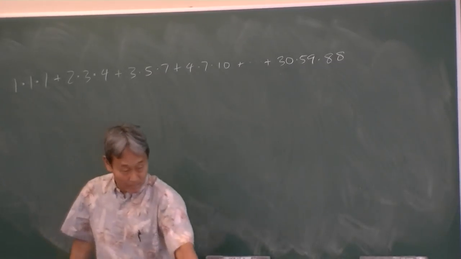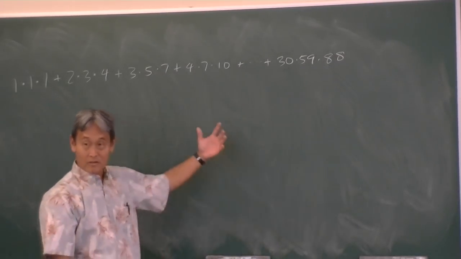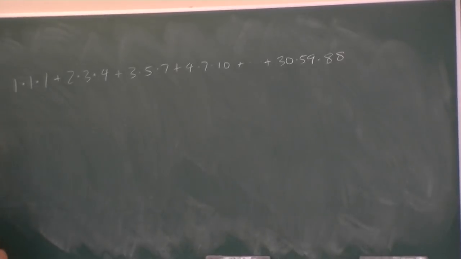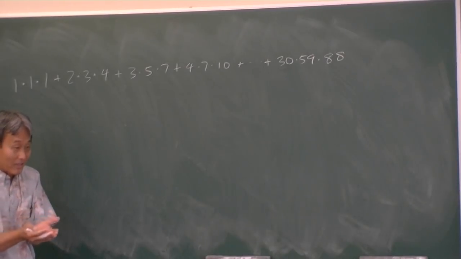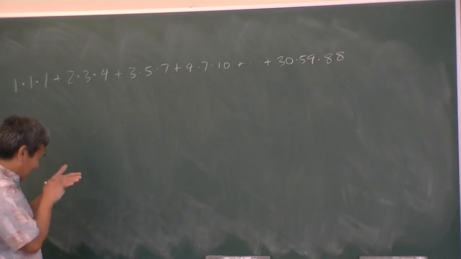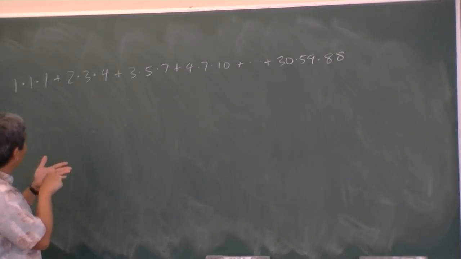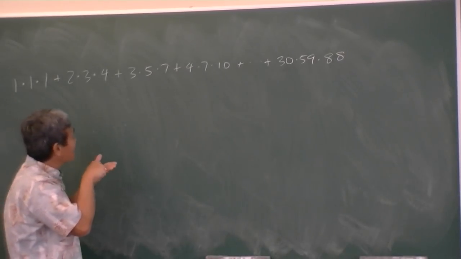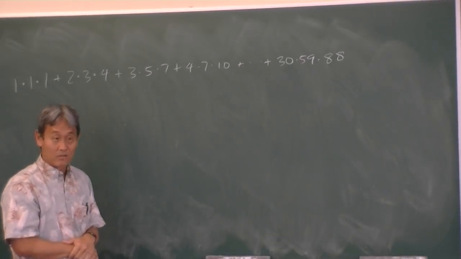Look, it looks like number 2, Mr. Park. Yeah, that's right. I'm showing you how to, this is an example. How do you compute this number? Of course, even if I did let you use a calculator, what would you do? 1 times 1 plus 2 times 3 times 4 plus 3 times 5 times 7 and you just keep punching in. Is that what you do?